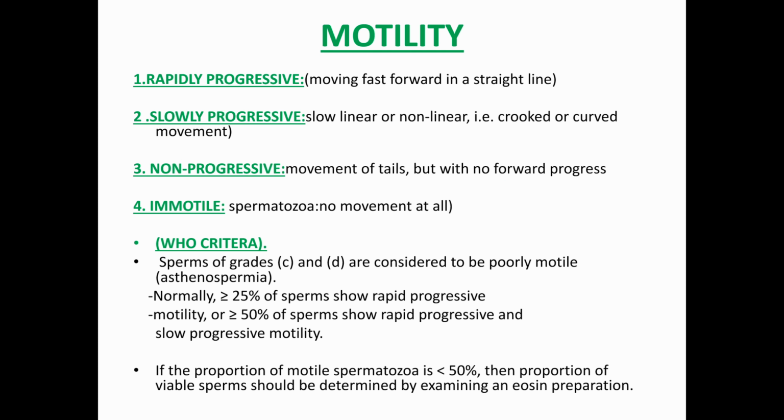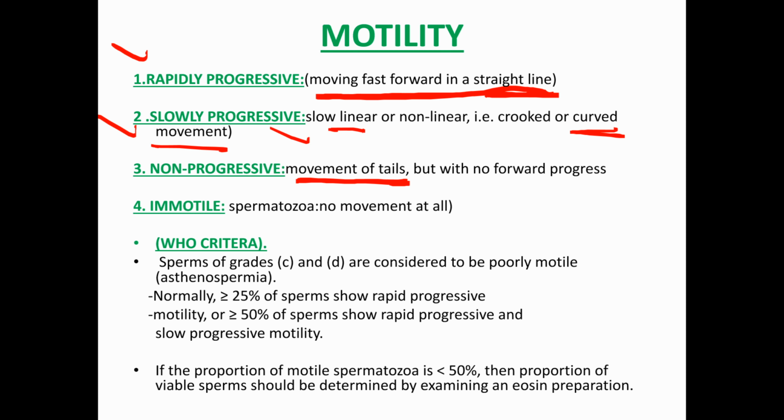So there are 4 grades according to WHO. First one is rapidly progressive. Rapidly progressive means linear forward movement. The sperm move in one single direction in a single linear motion, very rapidly. Second one is slowly progressive, slowly linear, or it may be curved movement. It may not be in one particular direction. Sperm can move in either forward or reverse direction. Third one is non-progressive. The sperm is fixed in one particular place, and only the tail is moving. Next one is immotile, that is totally immotile sperm or dead sperm.